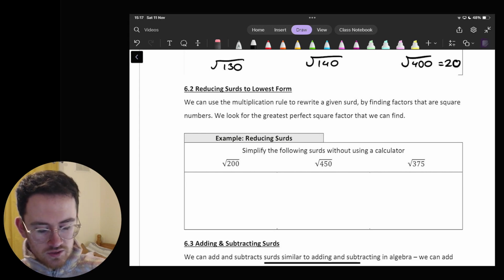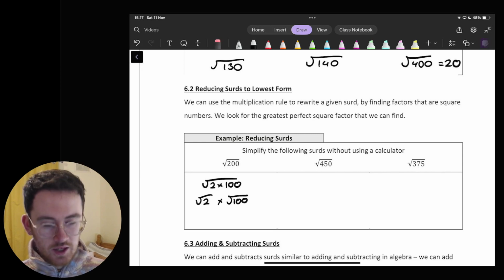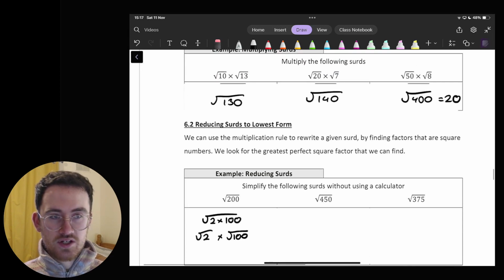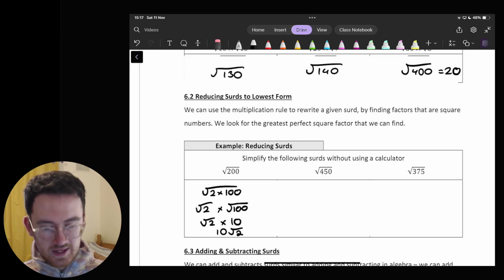So looking at the square root of 200, we could rewrite that, for example, as 2 times 100. Using my square root rules, the one that we just saw, I can split that up to be square root of 2 times square root of 100. So it's the opposite of the rule we had previously. Square root of 2 does not simplify, but square root of 100 is of course just 10. So I get 10 root 2 as my answer there.